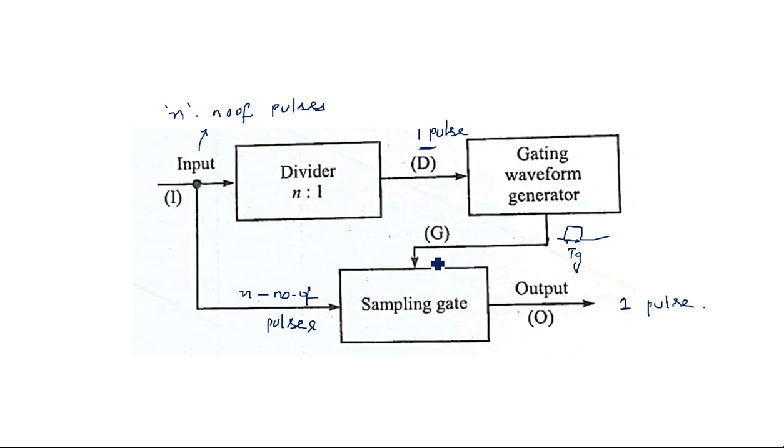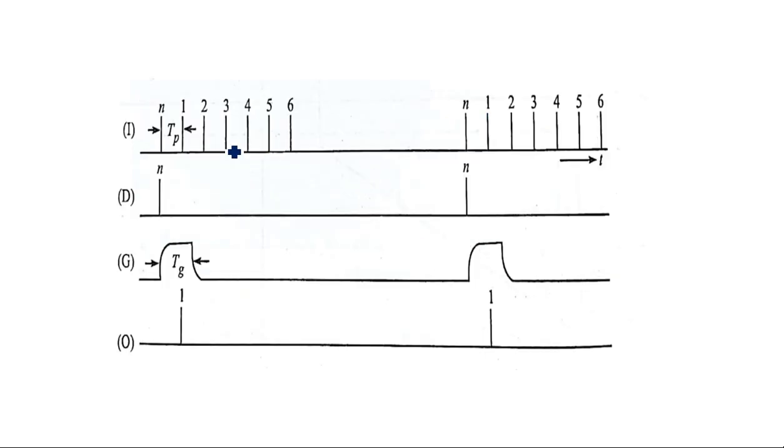Okay, now let us see with respect to the waveforms. This is the set of waveforms. The first waveform indicates n number of input pulses. Out of these n number of inputs, see, 1, 2, 3, 4 and so on up to n, again 1, 2, 3, 4 and so on up to n. All these n pulses are continuously repeating for infinite duration. Now the second waveform: here I indicates input, and the second one is the divider output.